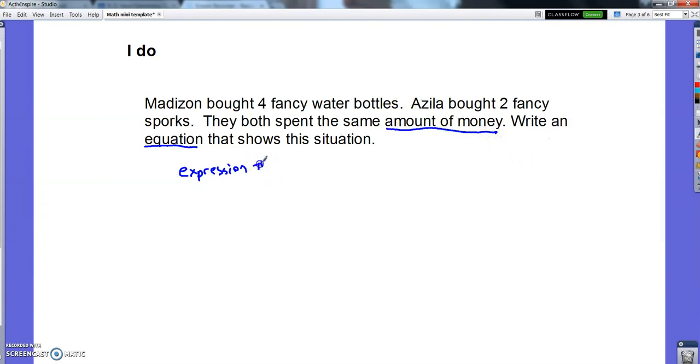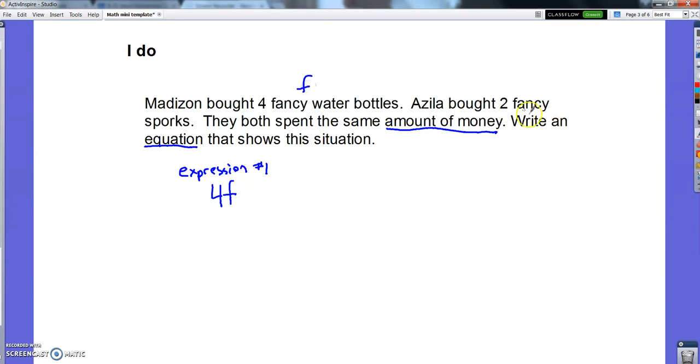So expression number 1 is however much money Madison spent. I guess that's 4, I'll call it F for fancy water bottle. And that's all I know. I don't know how much they cost. I don't know how much 1 cost, and I don't know how much 4 cost. So the best I can do to represent this is 4 times however much this cost.